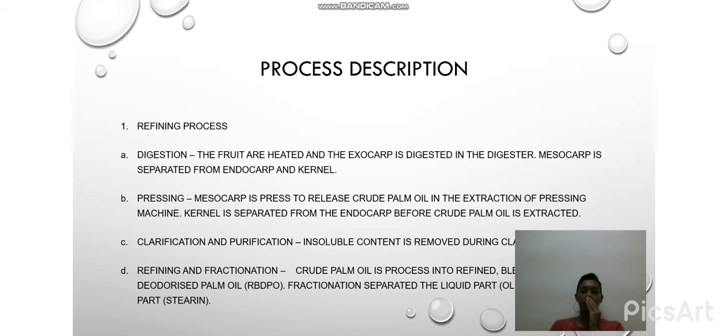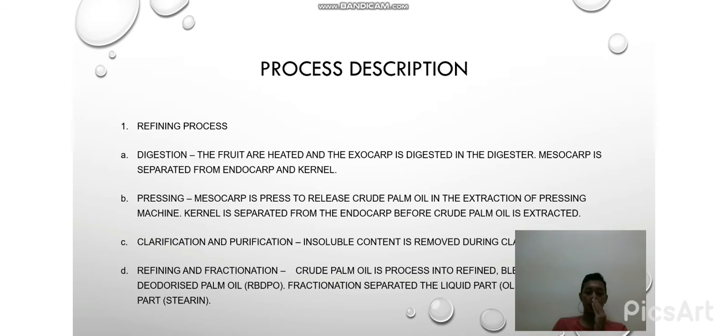Clarification and purification. Insoluble content is removed during clarification. And lastly, refining and fractionation. Crude palm oil is processed into refined, bleached, and deodorized palm oil. Fractionation separates the liquid part, olein, from the solid part, stearin.